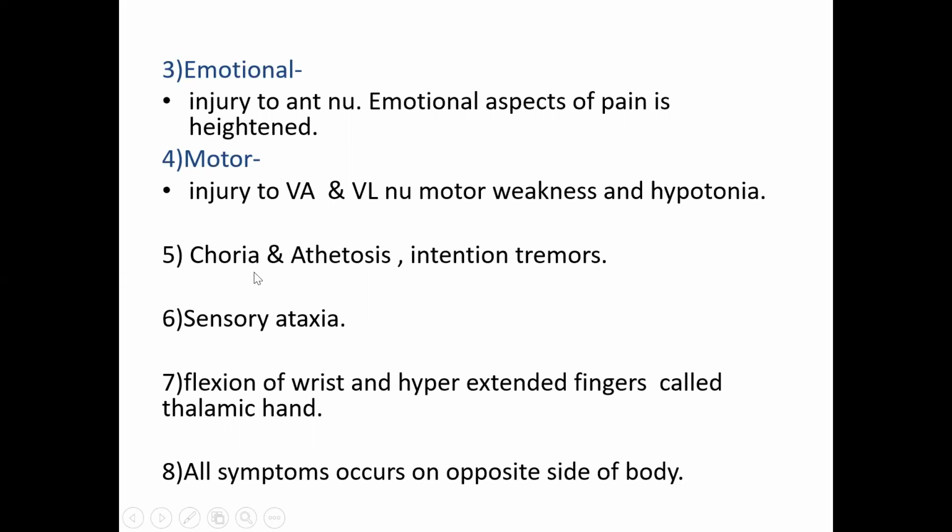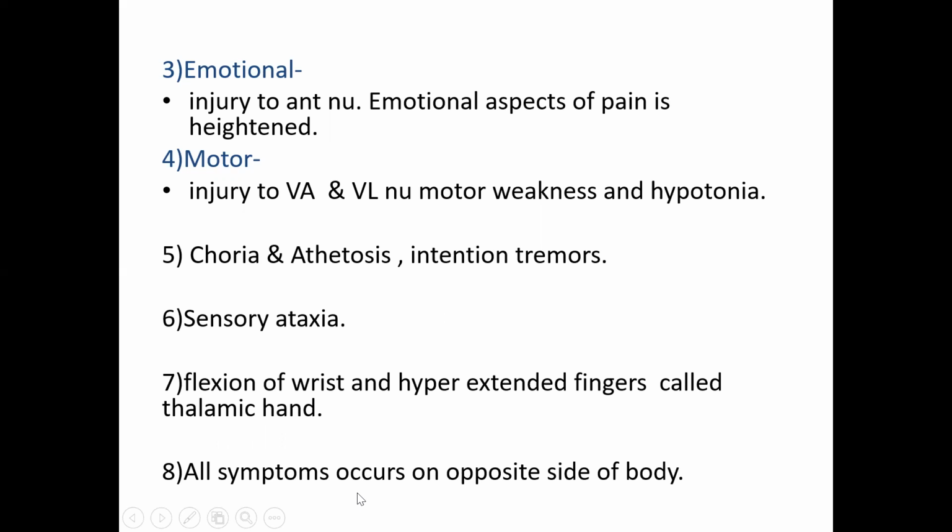The patient may have chorea, that is involuntary, automatic, dancing movements, athetosis, and intention tremor. There can also be sensory ataxia, where the person is unable to walk along a straight line with closed eyes, because there is a connection between the thalamus and cerebellum, and loss of that connection causes sensory ataxia. Thalamic hand is one of the symptoms of thalamic pain syndrome. There is flexion of the wrist and hyperextension of the fingers, which is called thalamic hand. They may ask in viva, what is thalamic hand?